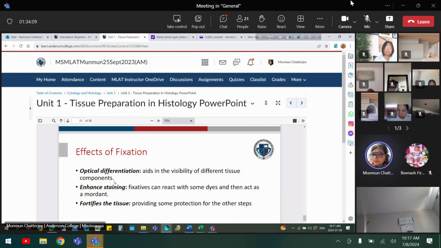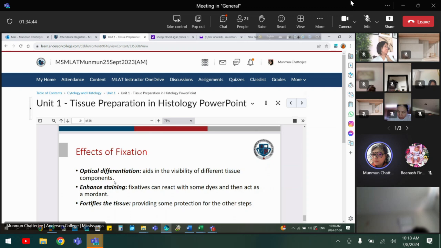Then optical differentiation. Optical differentiation means visibility. It aids in the visibility of different tissue components. What type of cells are there? Is it columnar or stratified or myocytes, or any change in the shape or size of the tissue or the cells? So it gives better visibility. That is optical differentiation.